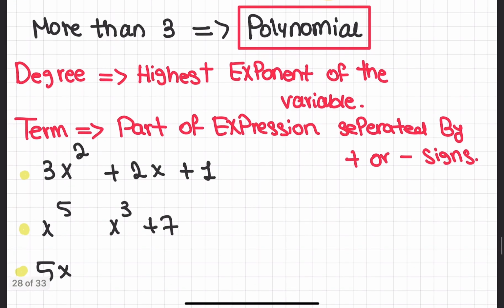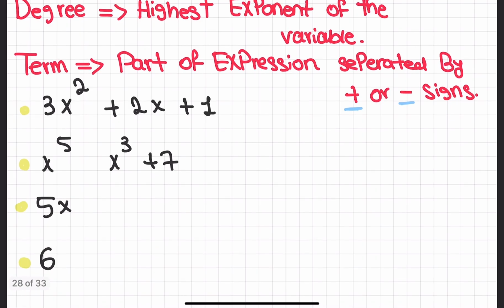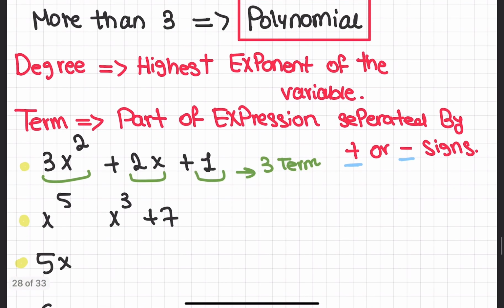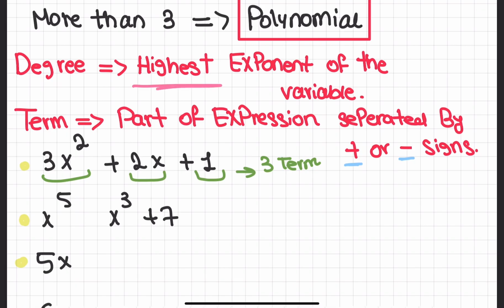A term is a part of an expression, which is separated by positive or negative signs. In this example, let's define the terms and the degree. The first example is 3x to the power of 2 plus 2x plus 1. This is 1, 2, 3, which means it's 3 terms. And what is the degree? According to the definition, it's the highest exponent. So what is the highest exponent here? It's 2. So it's 3 terms, degree 2.